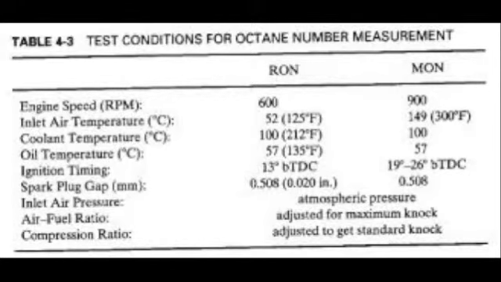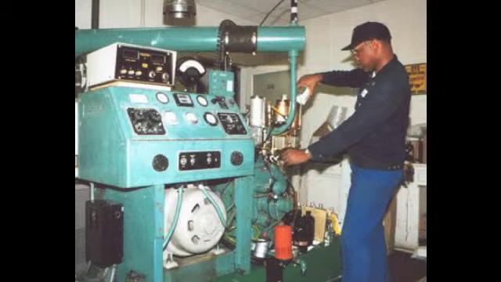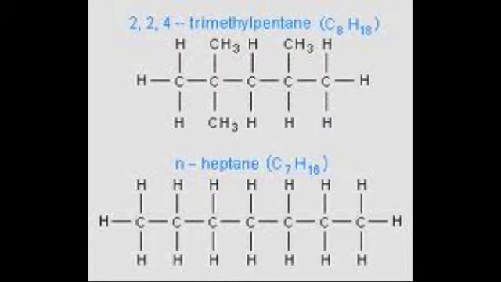To determine the ratings of octane mixtures used at gas stations, the MON and RON are used. The most common type of octane rating worldwide is the research octane number, which is RON. Research octane number is determined by running the fuel in a test engine with a variable compression ratio under controlled conditions, comparing the results with those for mixtures of isooctane and N-heptane.